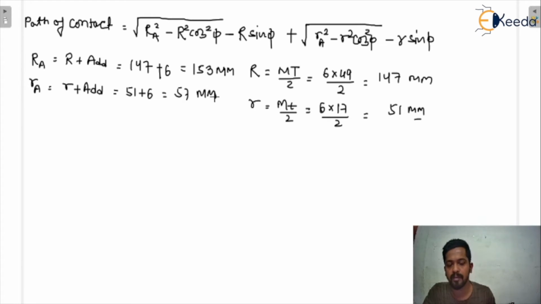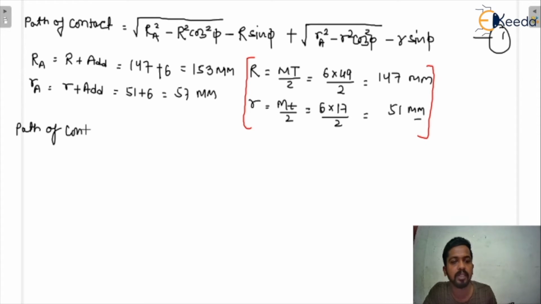Now you have the value of addendum circle radius for gear as well as pinion. Now just put the values in this equation, you will get the value of path of contact. So I'm putting the values in the first equation. So from the first equation, path of contact, calculate this using a calculator.